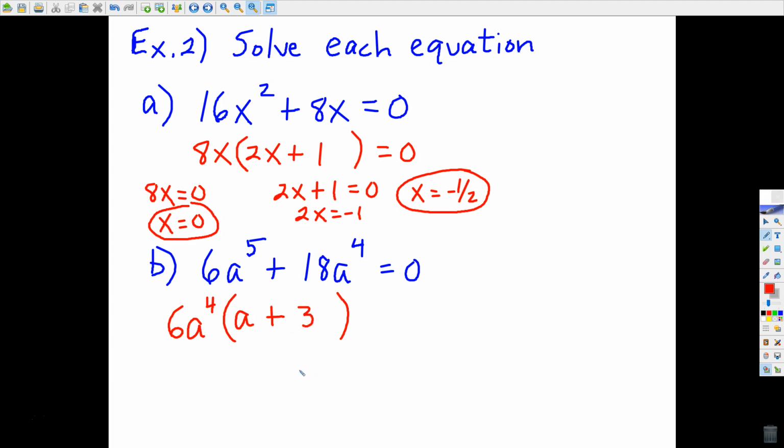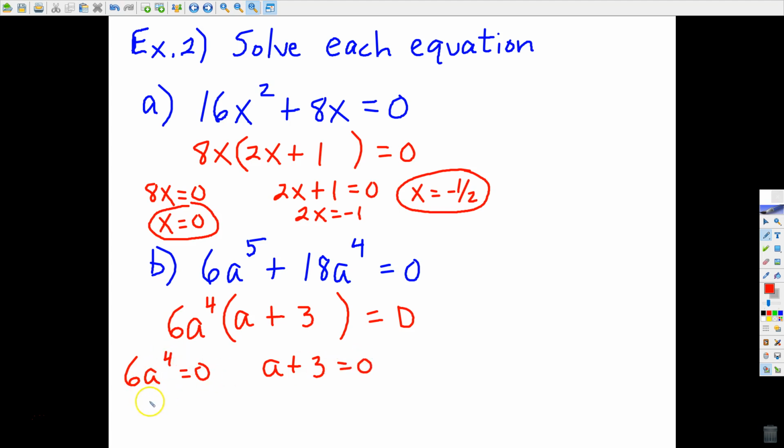So you want to make sure before you go on, did I do that factoring right? Well, let's do the distributive property. 6a to the 4th times a, 6a to the 5th. 6a to the 4th times 3, 18a to the 4th. I'm feeling good about the factoring, and now I just let each of my factors equal 0, and I solve for a in each case.